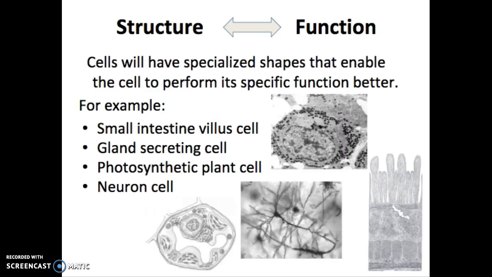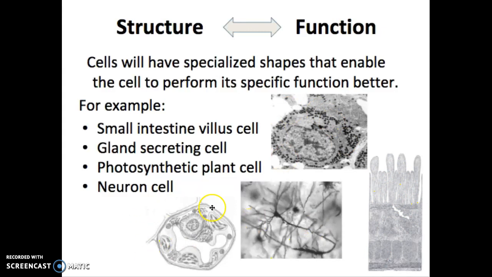All right, quickly I want to talk about structure and function and how we can identify specialized cells through micrographs. So different cells have specialized shapes and specialized organelles to perform whatever their function might be, right? The small intestine cells are going to have different organelles needed than, say, the gland secreting cells or photosynthetic cells or neuron cells. They all have their own job, and they are quite specialized, and you can see that here.